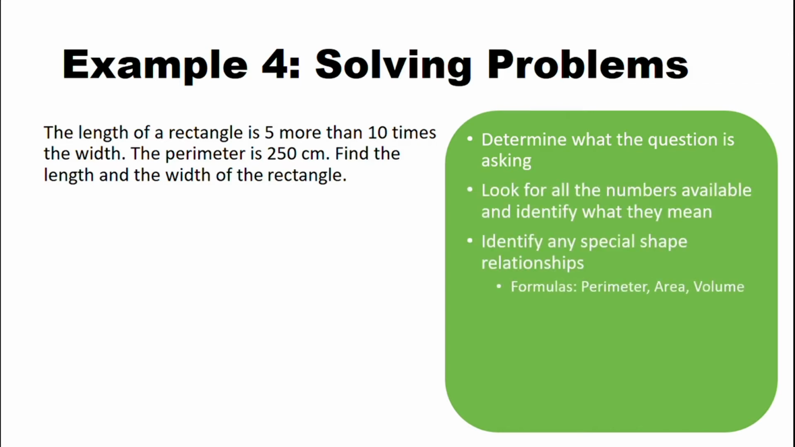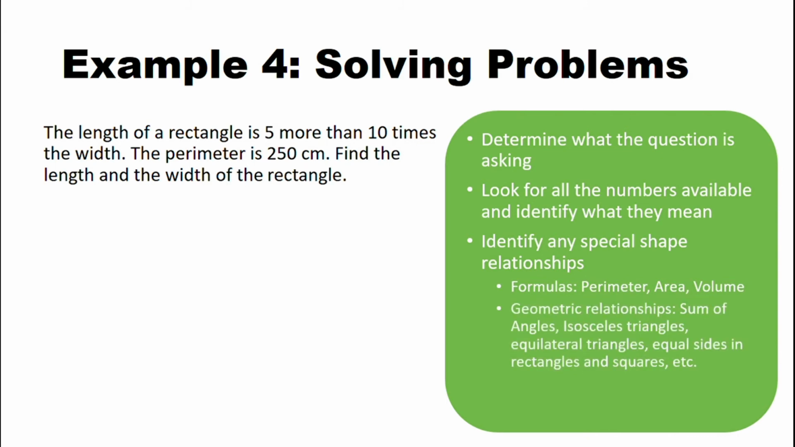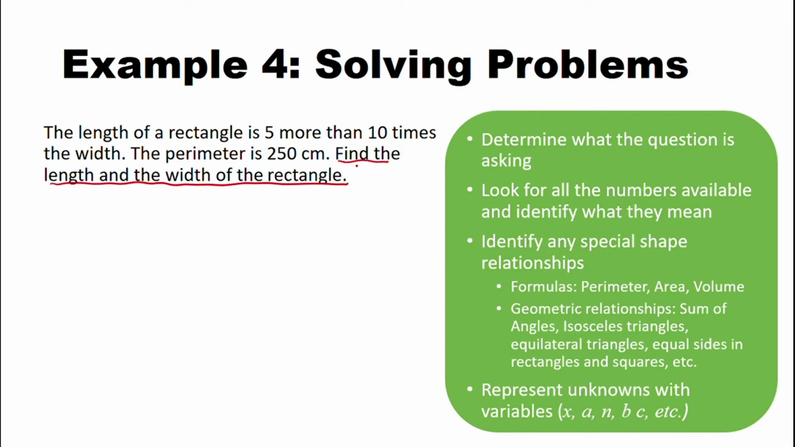The perimeter is 250 centimeters. Find the length and the width of a triangle. So this one is much more involved. There's a lot more happening and a lot more algebra happening there. So what is the question asking me? Find the length and the width of the rectangle.